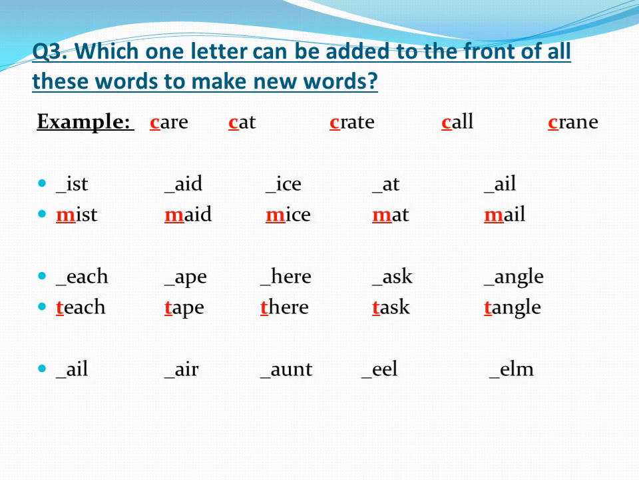We can use T to make teach, tape, there, task, and tangle. And for the last one, we are given ale, air, aunt, eel, and elm. So using H, we can change them into hail, here, haunt, heel, and helm.